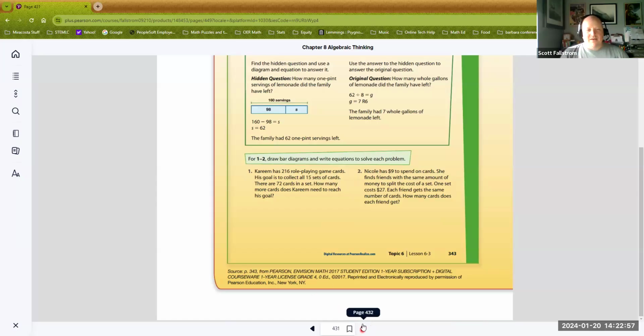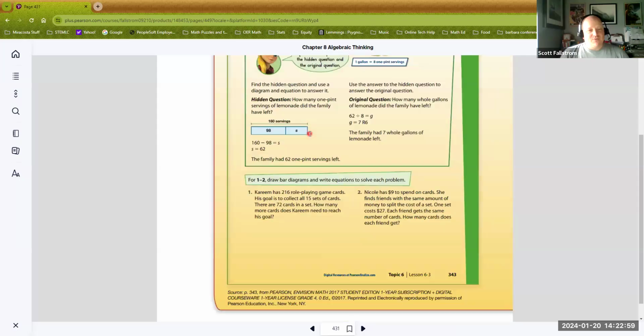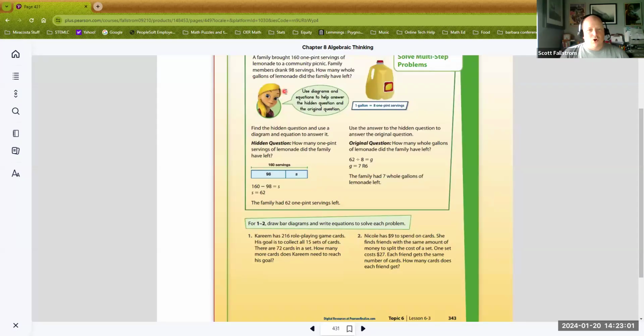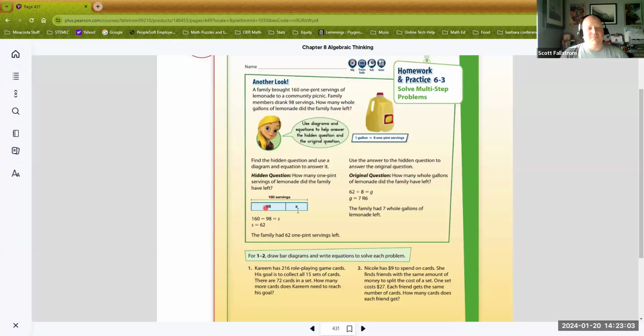So grade 4. Again, if you take a look, all they're doing is representing the words and turning it into a picture, the picture that might help you create an equation that you could write out and then find the missing piece. Okay.